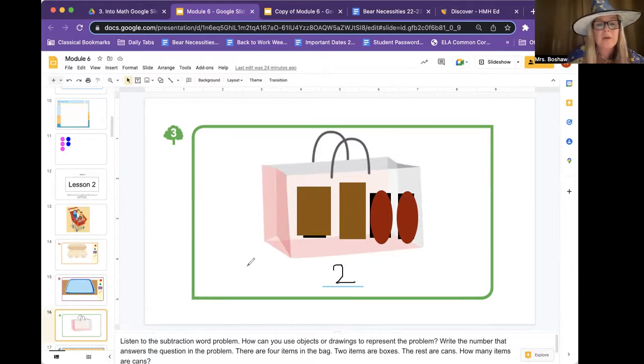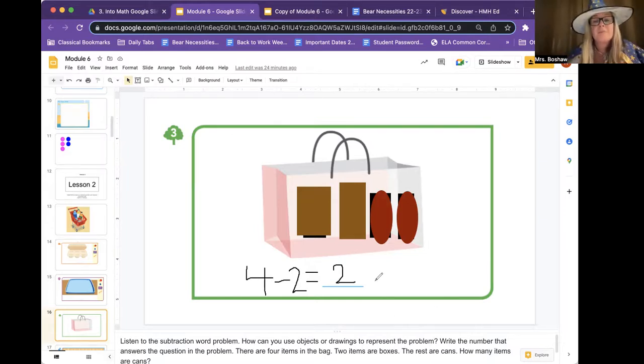Let's look at this equation. Ready? How many did we start with? 1, 2, 3, 4. We knew that there were 4 objects in her bag. We didn't know what they were. And then she told us what 2 of them were. 2 of them were boxes. And then she said, how many are cans? That's what our subtraction equation would look like.